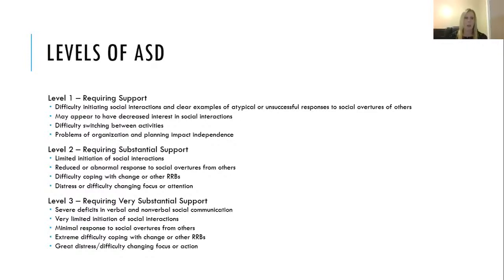And then we have a level 3, which is kiddos requiring very substantial support. So pretty significant deficits in verbal and nonverbal communication. They may not have any gestures, facial expressions, the ability to make eye contact at all. Very limited initiation of social interaction, not interested in interacting with peers their age at all, maybe not even with younger kids or adults either.